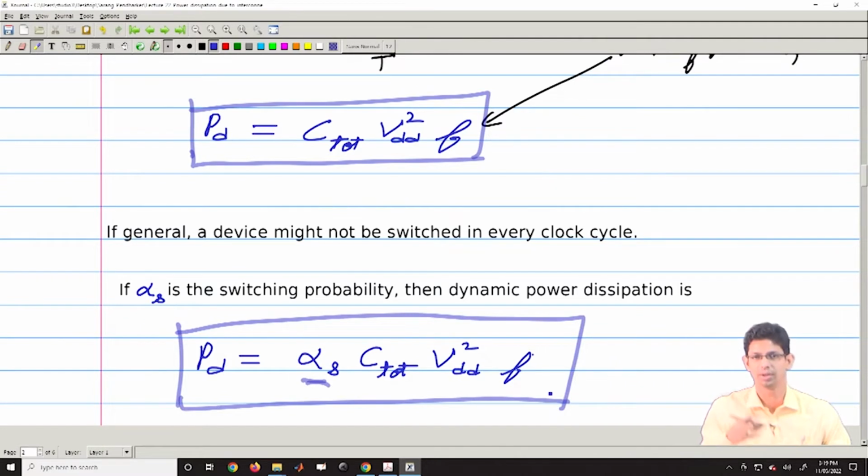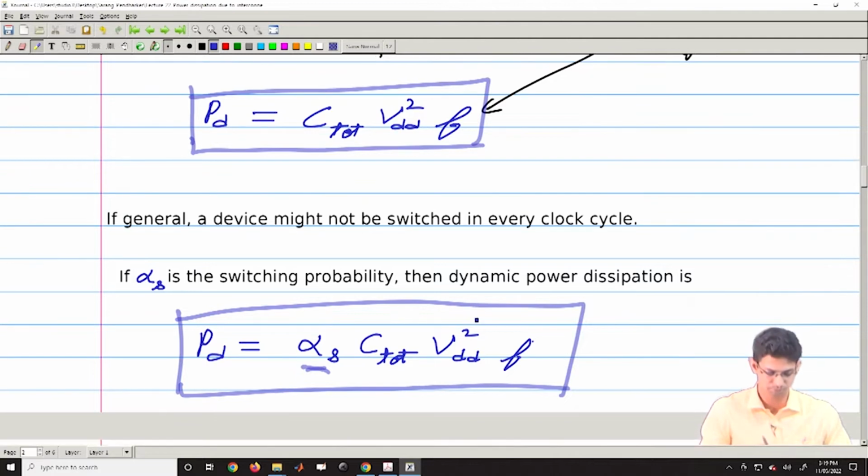So, here you can see, if you overclock your CPU, or if you are doing some high processing, this alpha s, the switching probability, goes up. More devices are used in the computation, and they are switching on and off very fast, and therefore you will see that your laptop or your mobile or CPU heats up. That is because when processing is more, your alpha s goes up, and then you are able to compute more, but your power dissipation is also more.